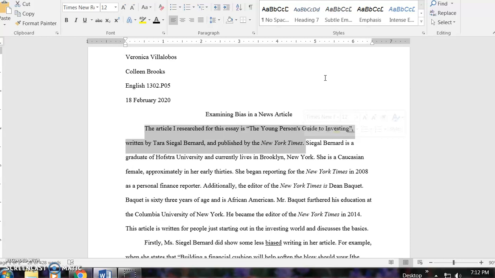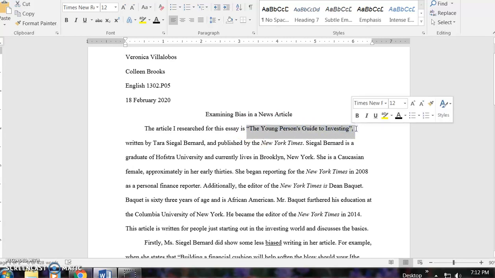Here right away I see this author's voice. "The article I researched for this essay is," and there's the name of the article. Now in MLA, article titles are required to be placed in quotation marks. Every main word is supposed to be capitalized. You do not capitalize articles such as a and the, unless of course it's the first word of the title, and you don't do prepositions either. So you'll see here that all of the main words, except for 2, are capitalized and they are in quotation marks. You do not italicize the article title. I noticed a lot of you were doing that.